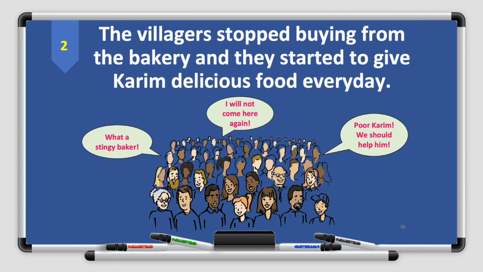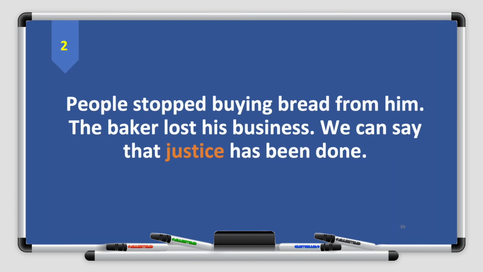The villagers stopped buying from the bakery and they started to give Karim delicious food every day. People stopped buying bread from him. The baker lost his business. We can say that justice has been done.